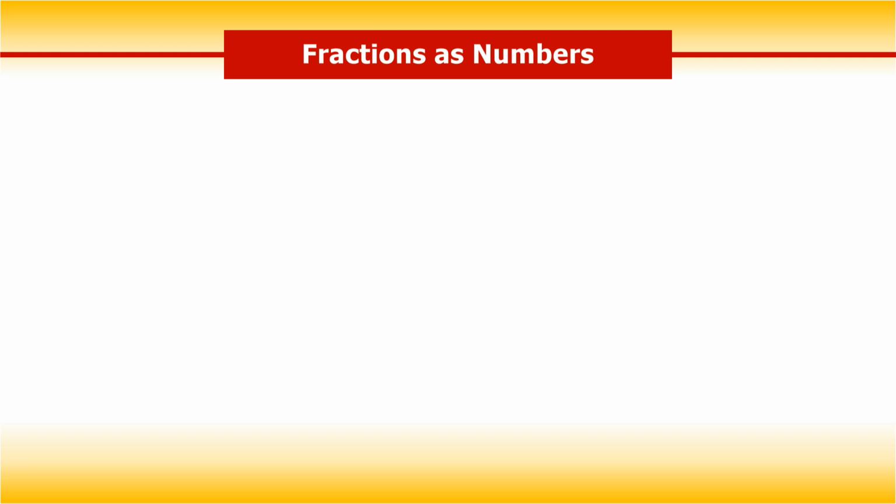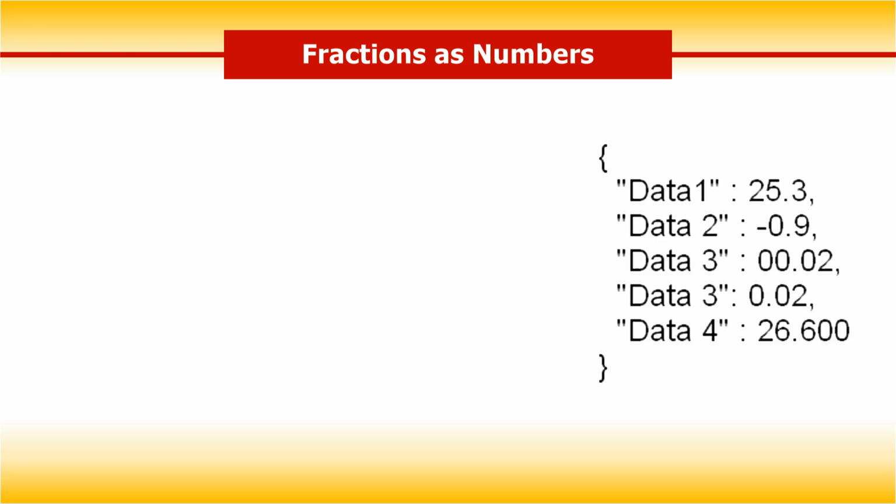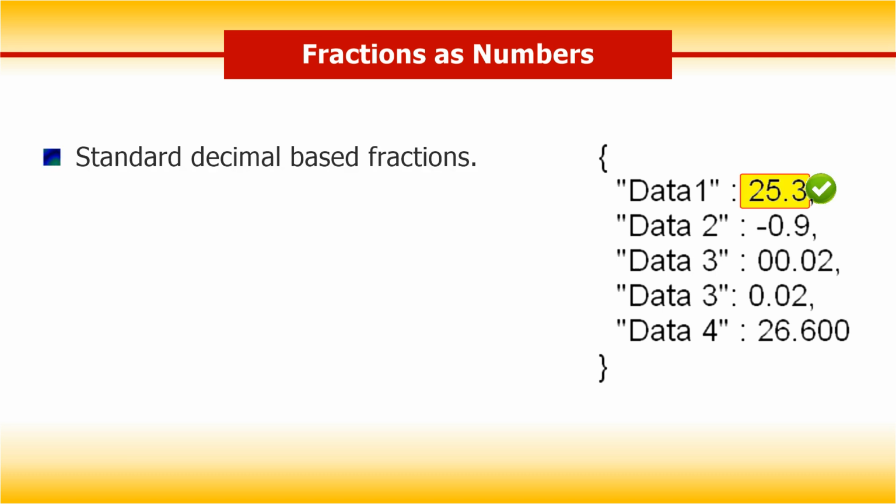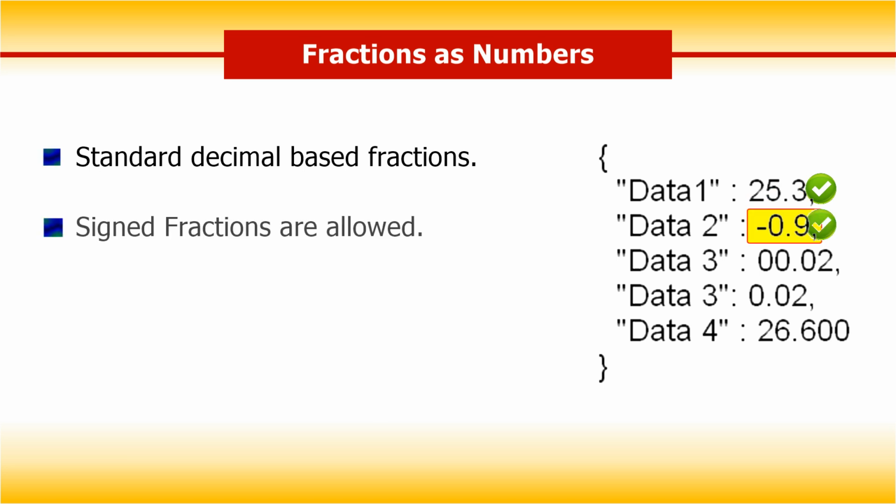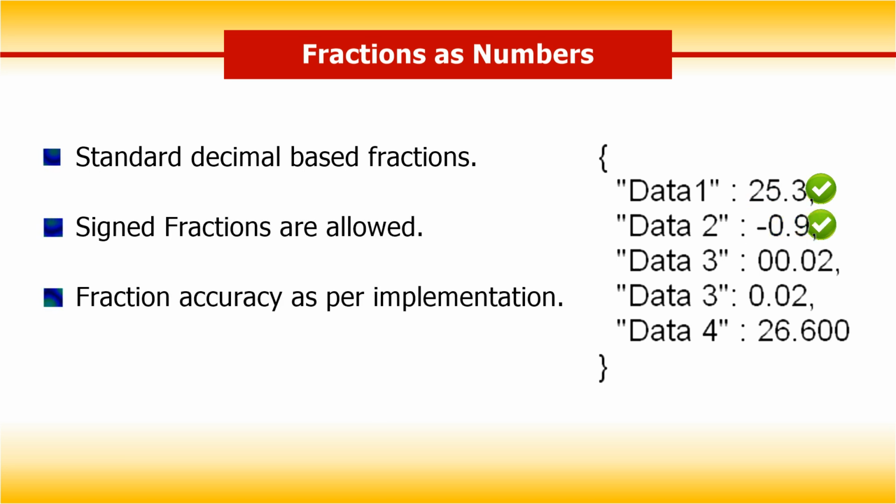JSON supports fraction formats also. The details are as follows. Standard decimal based fractions can be given. Signed fractions are allowed. Accuracy of fraction is not defined by JSON specifications. The reading and writing application have to take care of the number of digits before or after the decimal place.